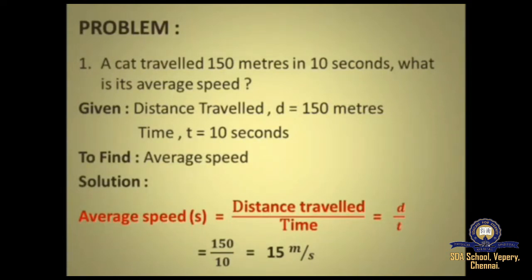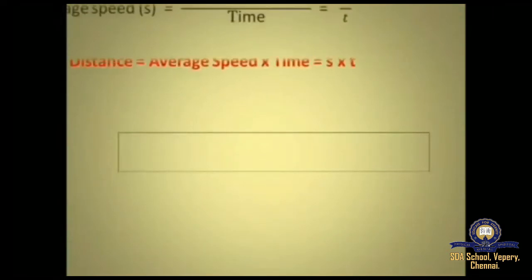Okay, the SI unit of distance is meters and the SI unit of time is seconds. So we denote the SI unit of average speed as meter per second. Got it, students? Next, we'll move on to another formula.